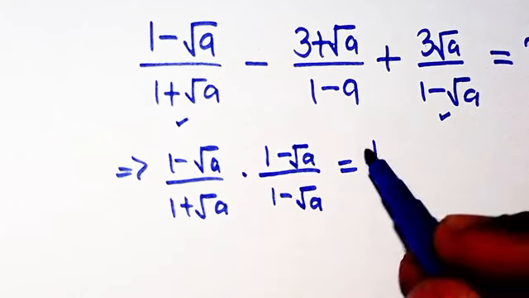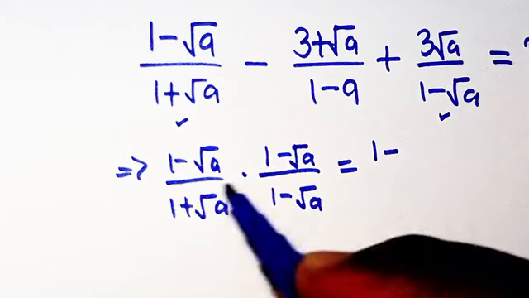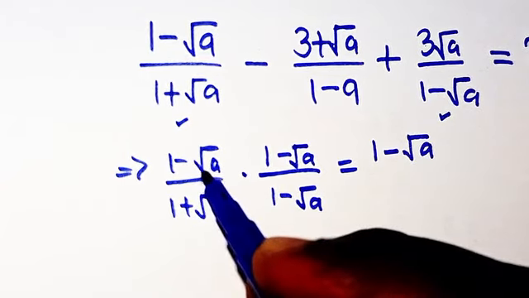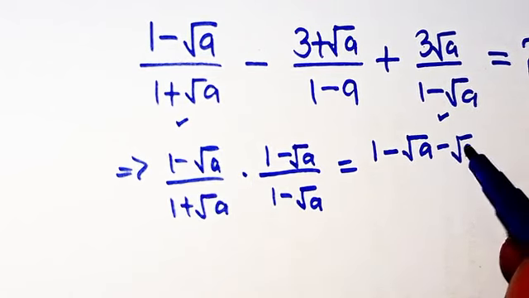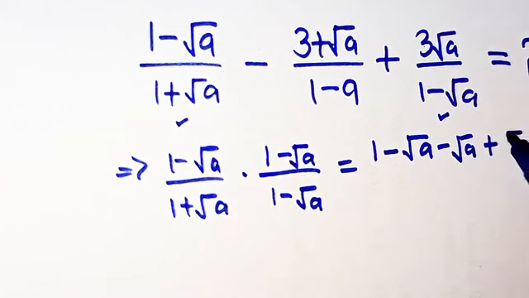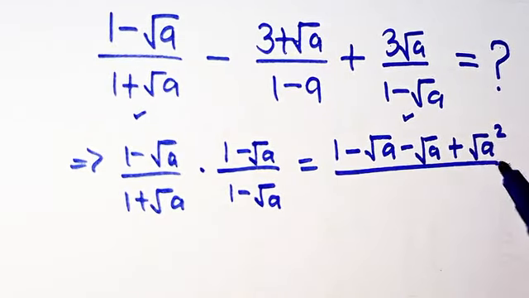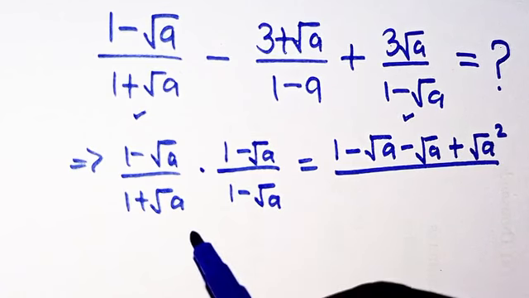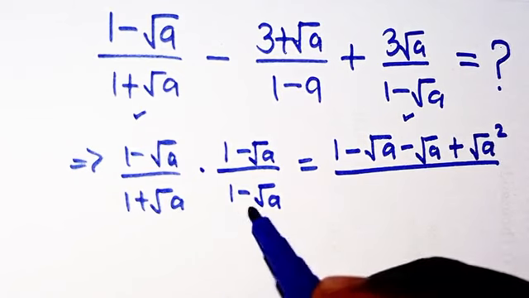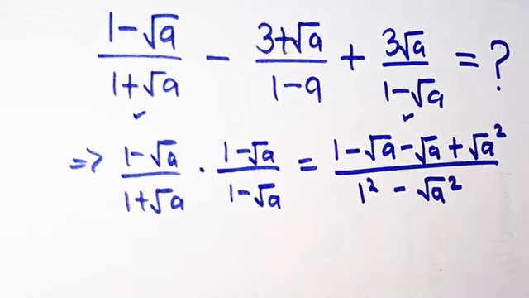Are you getting it now? Then 1 times 1 minus root a gives minus root a. Minus root a times 1 gives minus root a. Then minus root a times minus root a will give me plus root a all squared. Are you following? Then divided by 1 times 1. This is like a difference of two squares, which is going to be 1 squared minus root a squared.